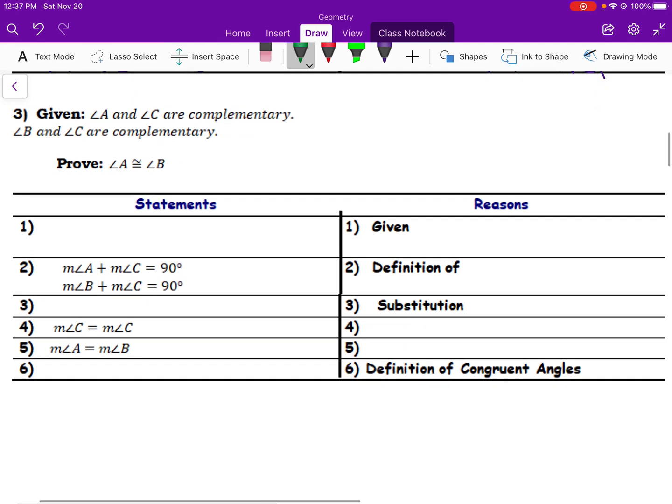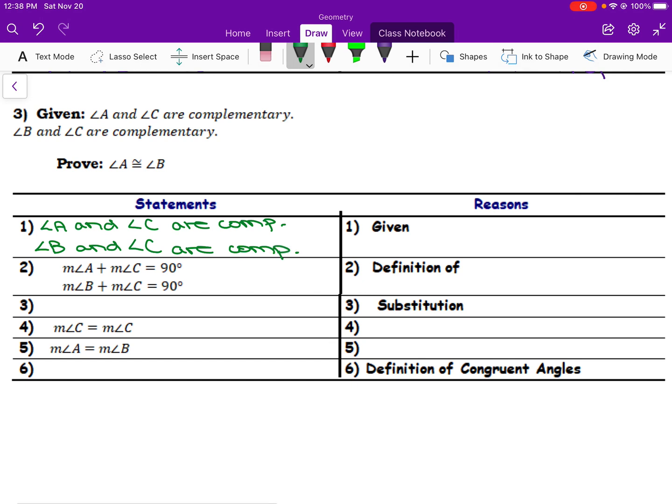Okay, next one, we don't have a diagram, but we are told that angles A and C are complementary, and angles B and C are complementary. I can just recap that in my given. Angles A and C are complementary, I would just abbreviate it comp. And then angles B and C are also complementary.